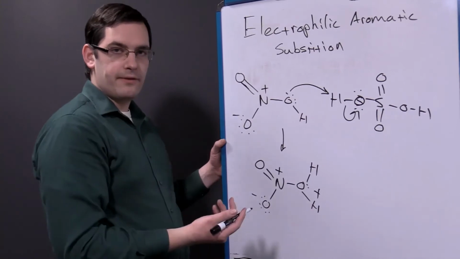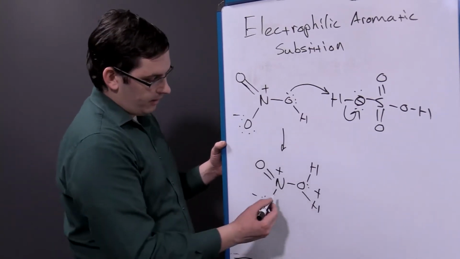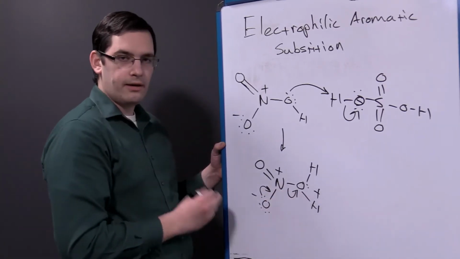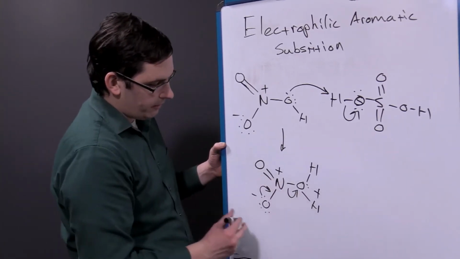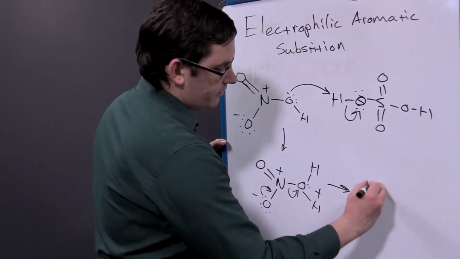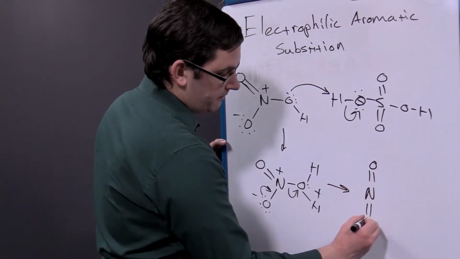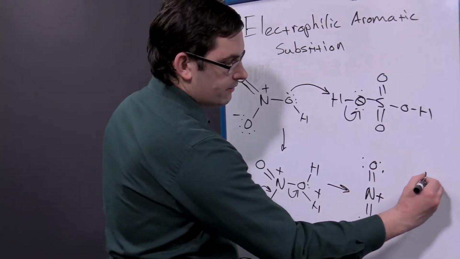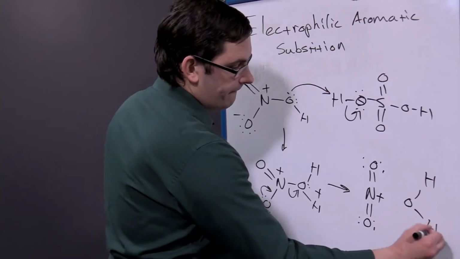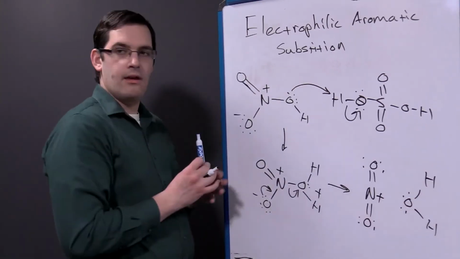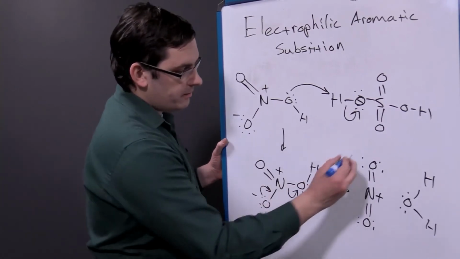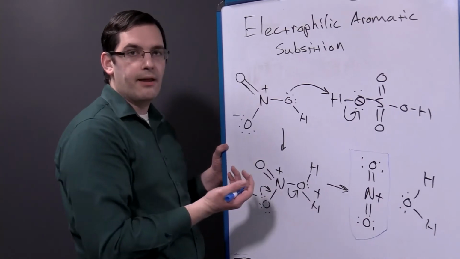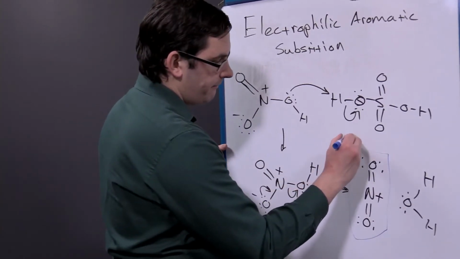Once we've protonated the nitric acid, we then have our perfect leaving group, and our nitric acid will kick off our water leaving group to create a nitronium ion and, of course, water as our leaving group. Our nitronium ion with that central positively charged nitrogen now becomes our strong electrophile for the electrophilic aromatic substitution.